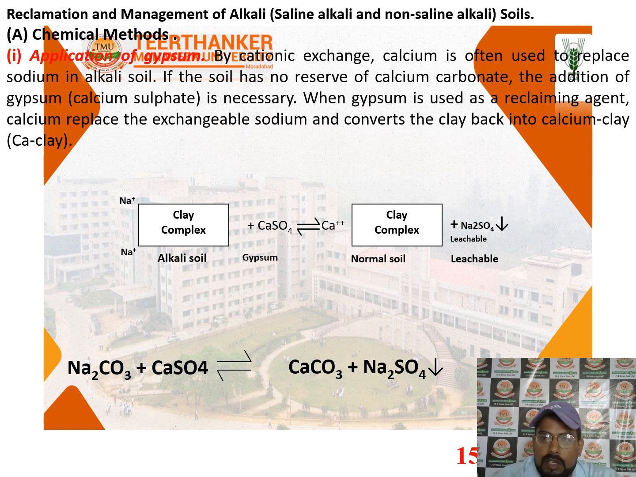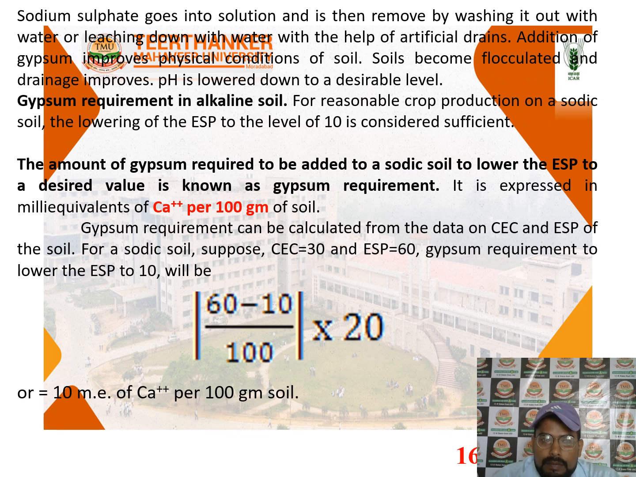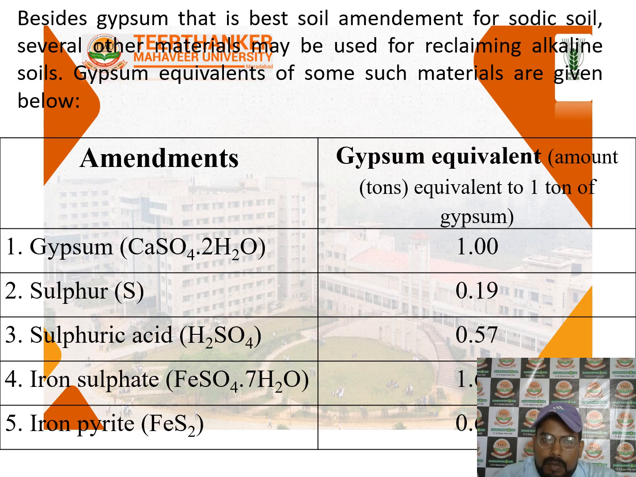They use gypsum. What is the role of gypsum? Gypsum is applied in the field, attached to the clay complex, and the sodium goes into the solution and is washed out of the fields. Gypsum is the equivalent of calcium, and it helps in the reclamation of the salt from the fields. So these are the different types of amendment.